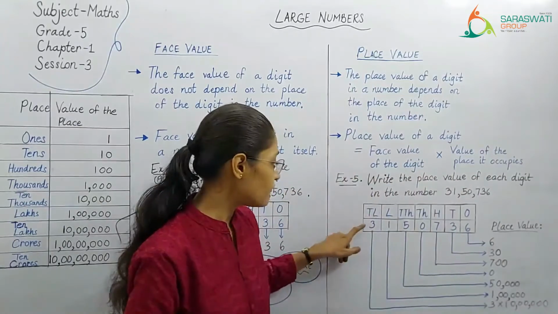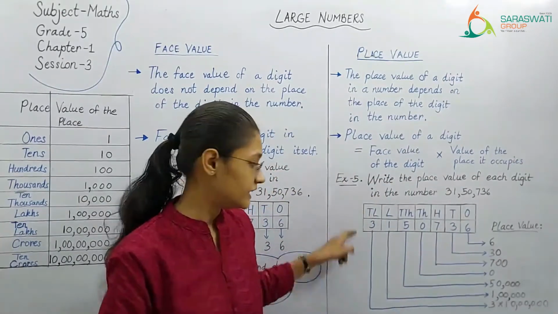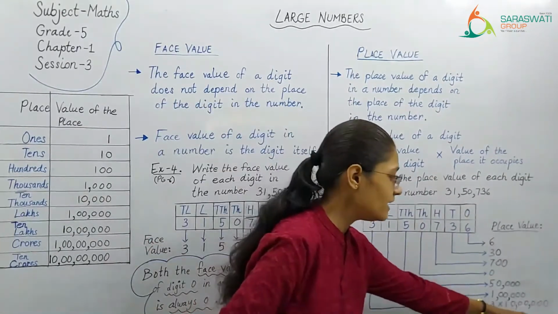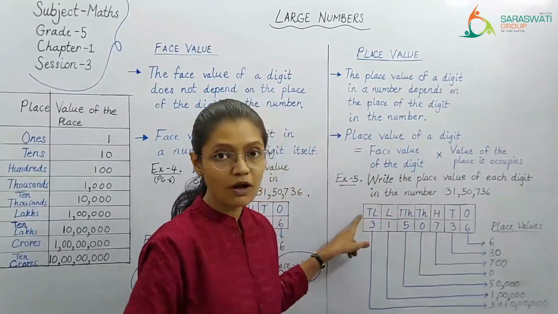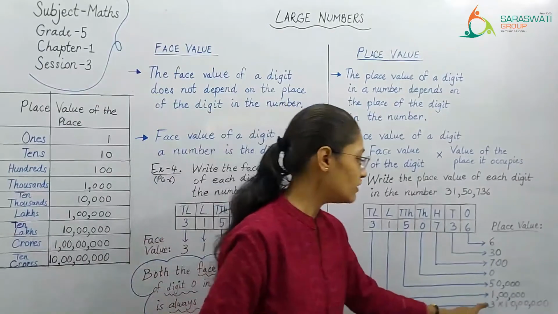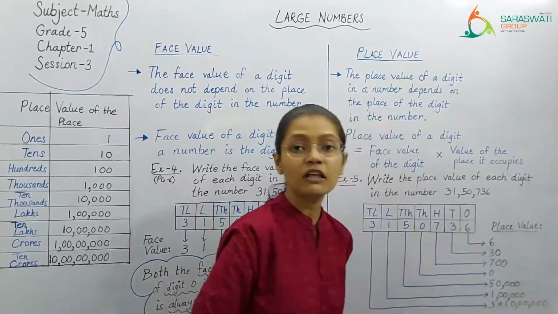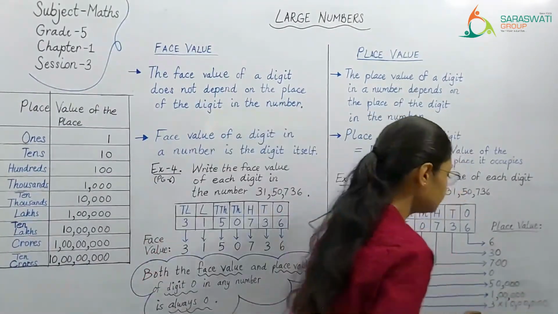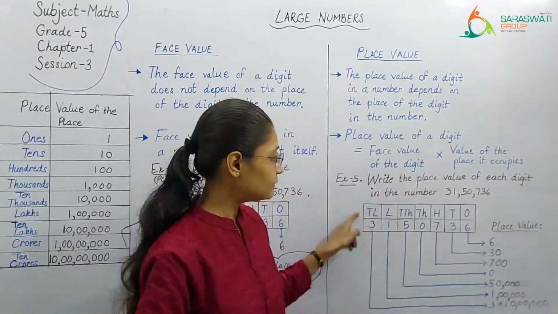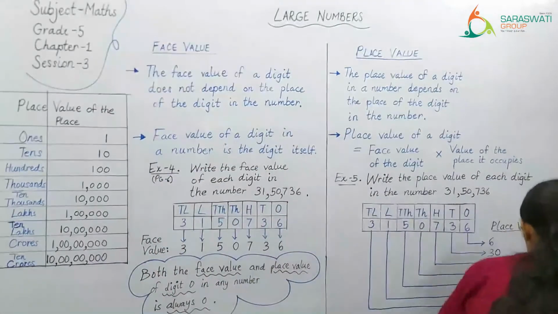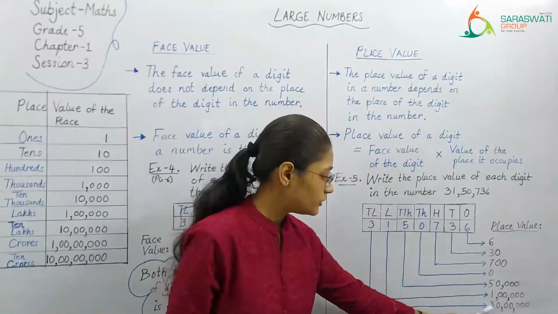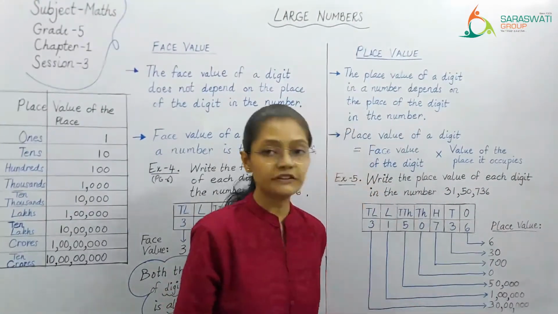Now, the place value of digit 3 at 10 lakhs place is 3 times 10 lakh. Value of 10 lakhs place is 10 lakh, 1 followed by 6 zeros. So, 3 10 lakhs is equal to 30 lakh. So, place value of digit 3 at 10 lakhs place is 30 lakh, 3 followed by 6 zeros.